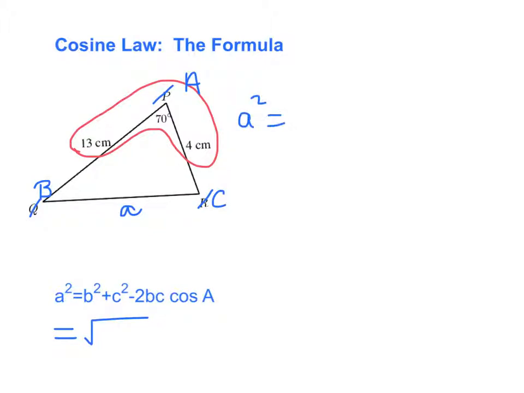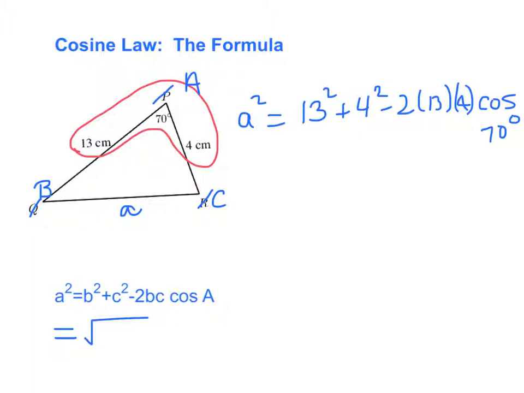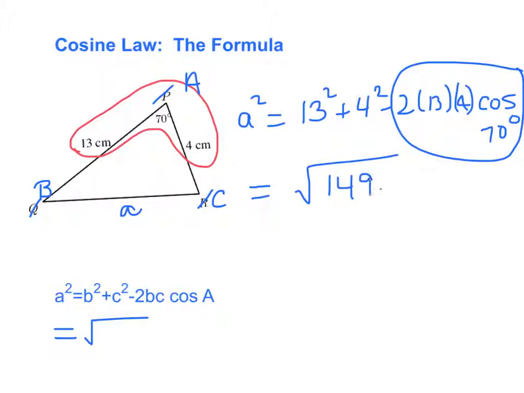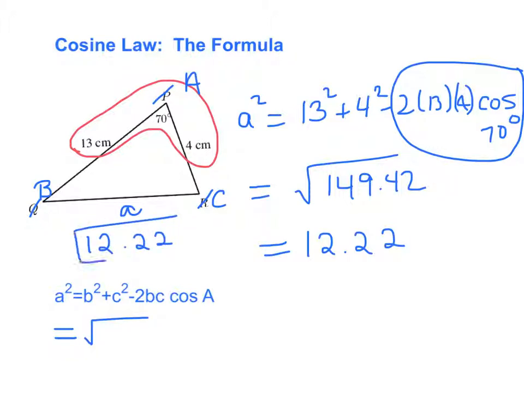A squared is equal to 13 squared plus 4 squared minus 2 times 13 times 4 times the cosine of 70 degrees. I apologize, it doesn't fit on one line. So please put this into your calculator in one go, and then add on 13 squared plus 4 squared, and you should get the square root of 149.42, and that is equal to 12.22 approximately. So 12.22 is the length of side A.